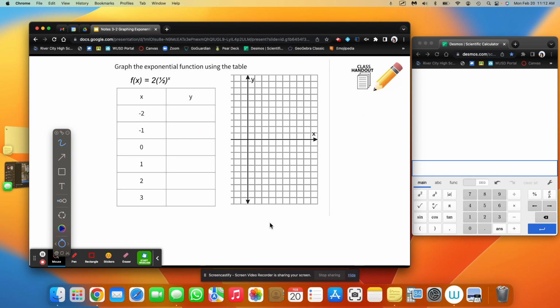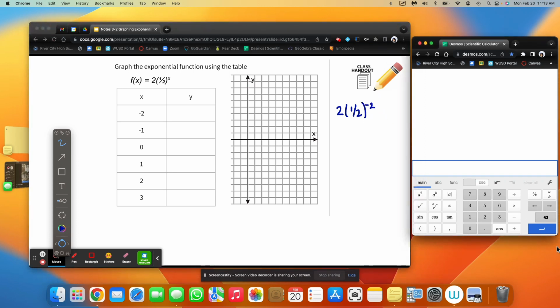All right, so now let's look at our second example here. We have 2 parentheses 1/2 to the x power. Now we're going to plug in negative 2. I'm just going to write out the first one: 2 parentheses 1/2 to the negative 2 power. So we're going to type that in. 2 parentheses. To do a fraction, we do this, 1/2. And then to get the exponent, we press this button, and then we're going to do negative 2. We get 8. So this first value is 8.